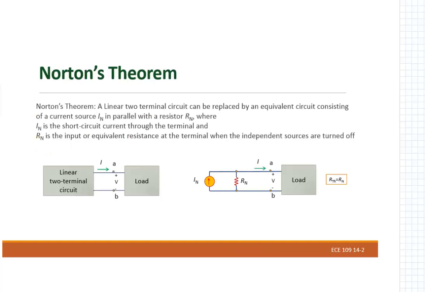Norton's theorem. Basically, if you have any linear two-terminal circuit, we can replace this circuit by one current source and one parallel resistance. So here IN is the short circuit current through the terminals. RN shows the equivalent resistance from the load side. How are we gonna find them?